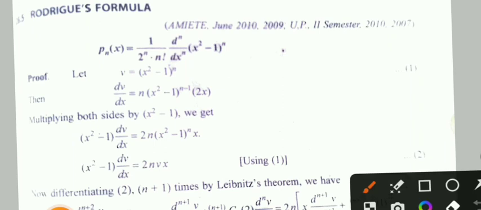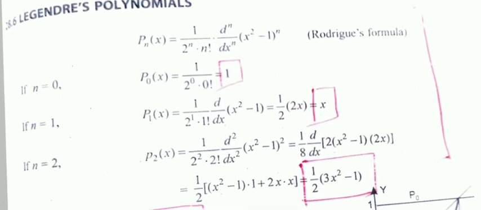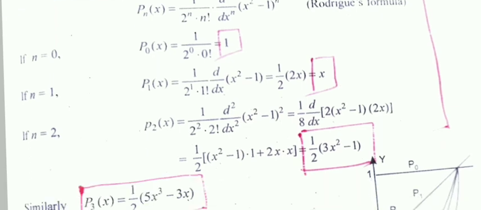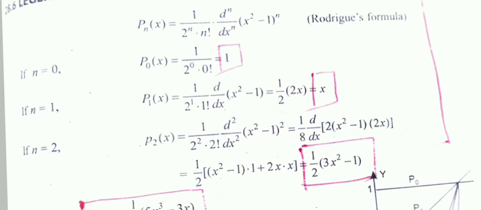Let us discuss the Rodrigues formula. With the help of the Rodrigues formula, we can define the Legendre function: Pn of x equals 1 divided by 2 to the power n n factorial, times the nth derivative of (x squared minus 1) to the power n. This is a very simple formula, and I hope you will easily remember it. The next topic is the Legendre polynomials in different forms.